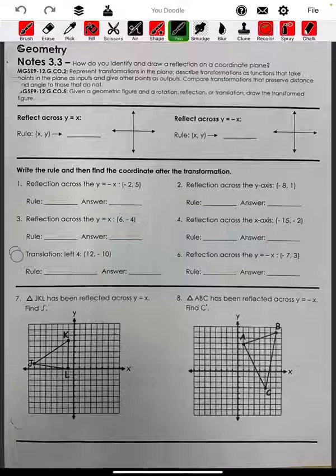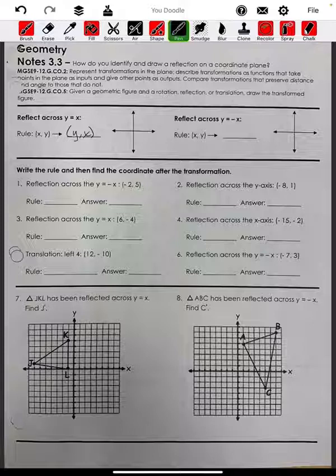The first one we're going to talk about is reflecting across y equals x. What that basically means is we're reflecting across the line where y is equal to x. Our rule here is that we change the order of our numbers. The y, originally in the second position, now goes in the front. The x, originally in the front, now goes to the back. So we write it as y comma x.